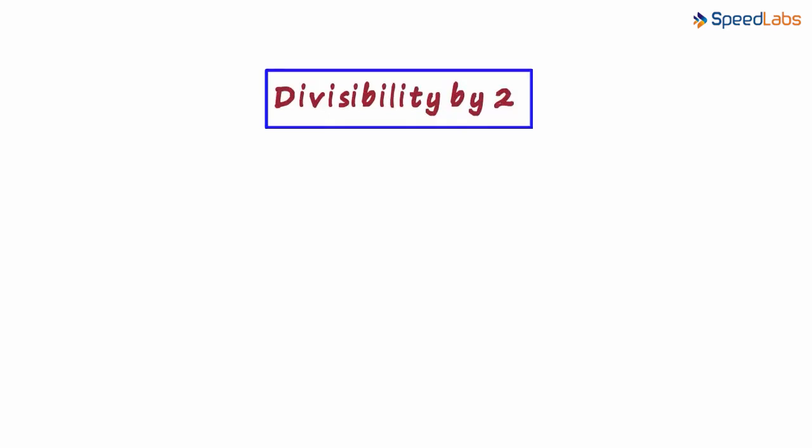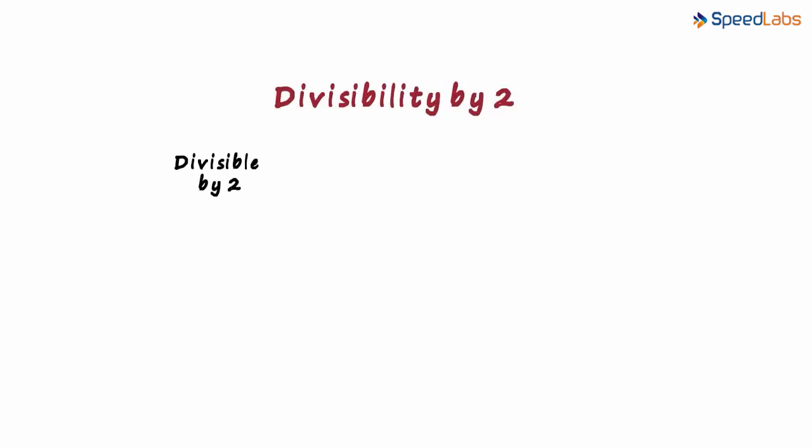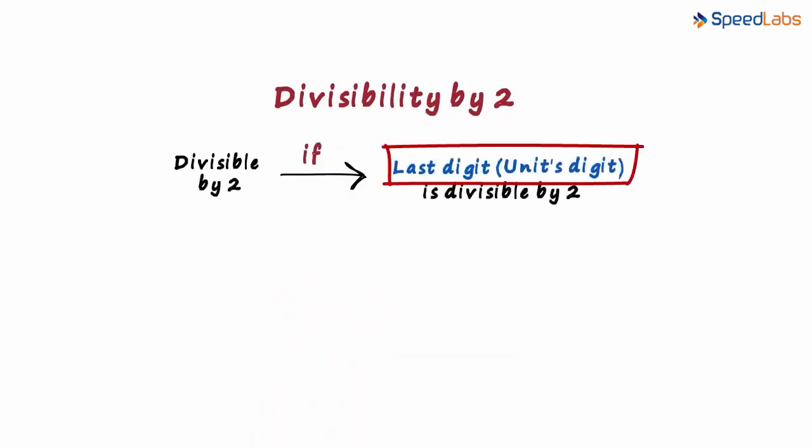First, let's look at divisibility by 2. How can you tell if a number is divisible by 2 without performing any calculations? Well, a number is divisible by 2 if the last digit, that is, the units digit of that number, is divisible by 2. What does that mean? Let's look at a couple of examples.